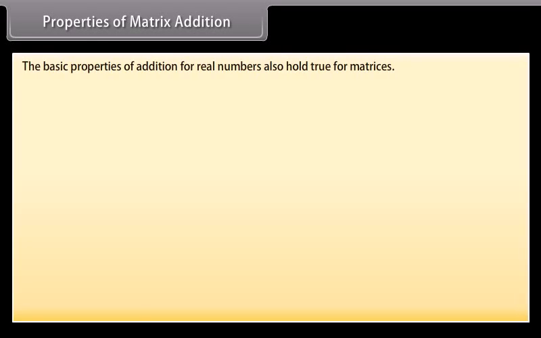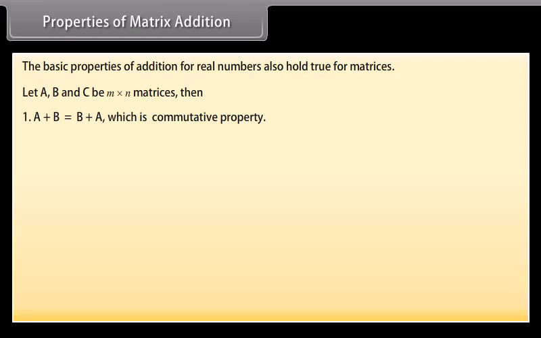Properties of matrix addition. The basic properties of addition for real numbers also hold true for matrices. Let A, B and C be m by n matrices, then A plus B is equal to B plus A, which is the commutative property. Associative property: A plus B plus C is equal to A plus B plus C.